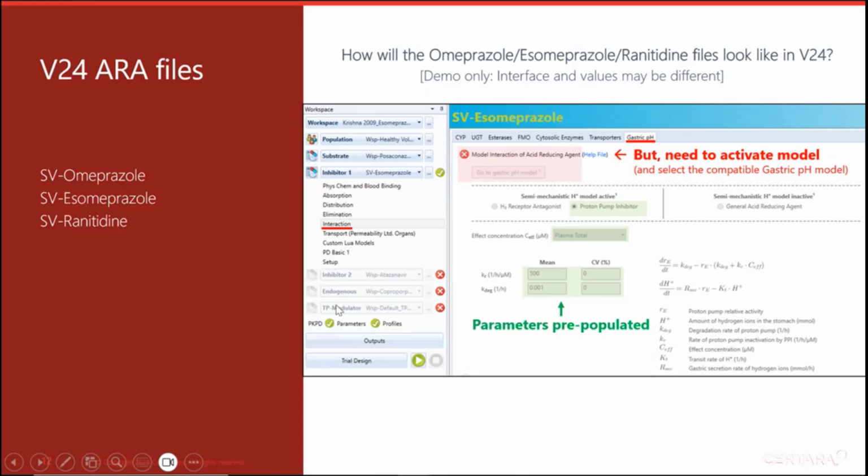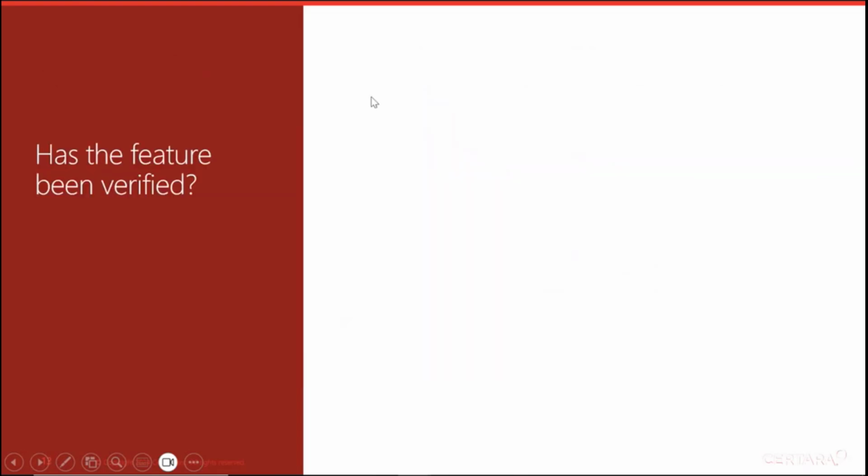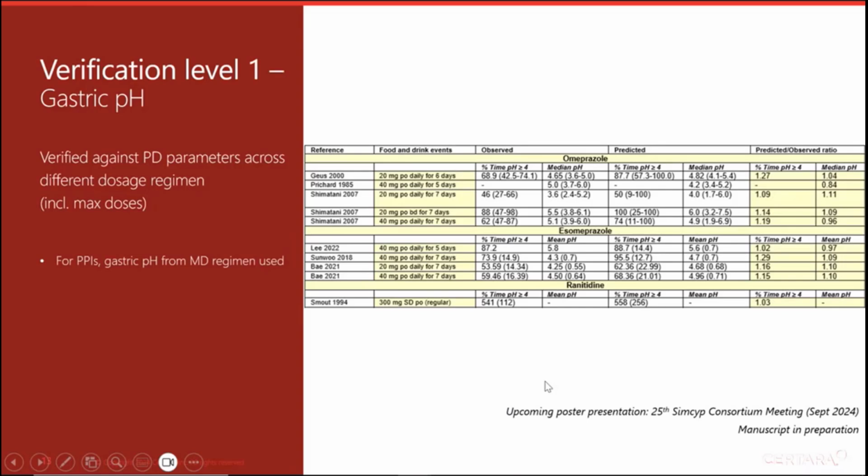And now, if we're going to put forward these functionalities for users, a very reasonable next question is: has the feature actually been verified? And to this point, because this is a technical webinar, I won't go into the details of the verification work that we've done, other than to say that the data in the following slides will be presented in the upcoming SimSip Consortium meeting in September, and that we are working to get this published in the form of a manuscript.